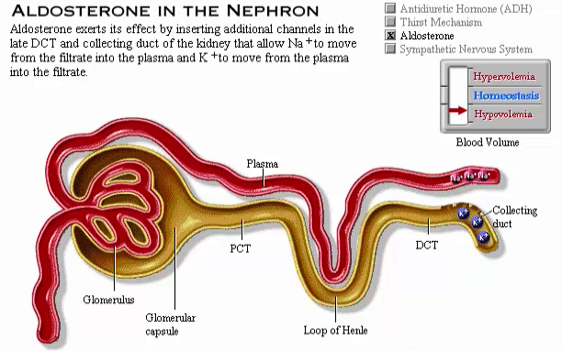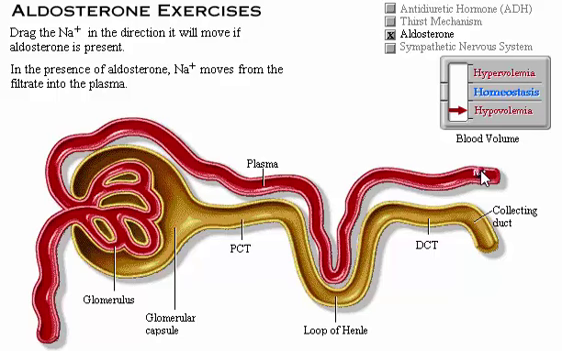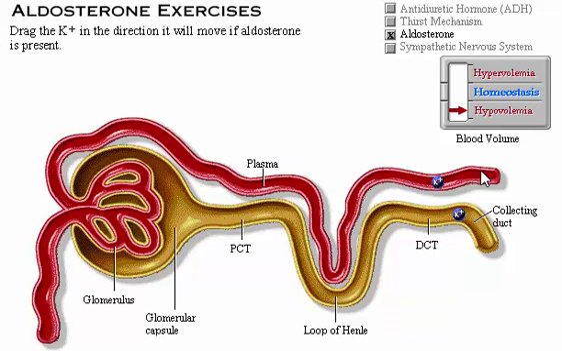Drag the sodium in the direction it will move if aldosterone is present. In the presence of aldosterone, sodium moves from the filtrate to the plasma. Drag the potassium in the direction it will move if aldosterone is present. In the presence of aldosterone, potassium moves from the plasma to the filtrate.